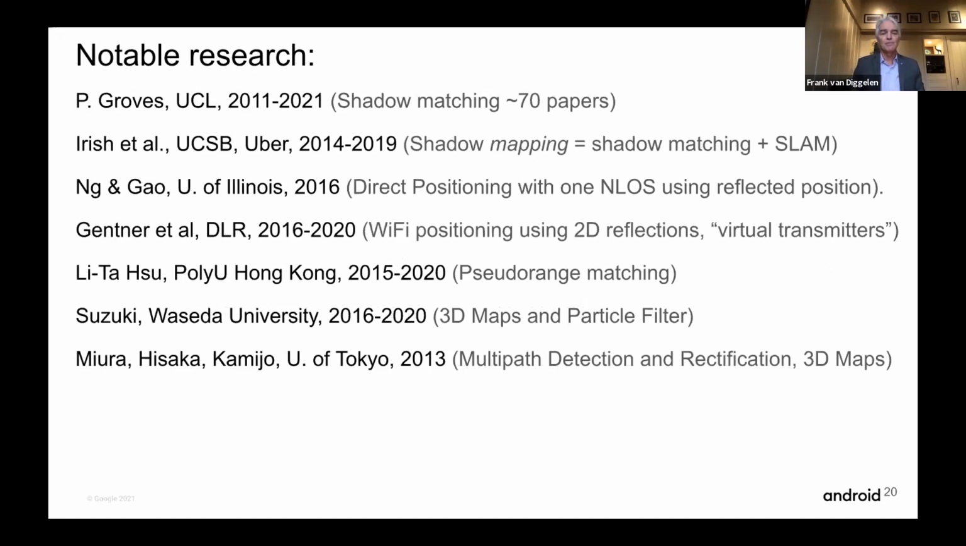I wanted to put up some notable research that I'm very familiar with that I wanted to share with you. In terms of shadow matching, Paul Groves of UCL essentially started that about 10 years ago, has written about 70 papers, so by far the best published in that area. UC Santa Barbara, a group led by Andrew Irish, subsequently moved into Uber, did something called shadow mapping, which is shadow matching plus SLAM. And then there's other references there which might be useful to you. This is by no means comprehensive, but if you start with these authors and then follow from their references, I think you'll find everything that's out there.